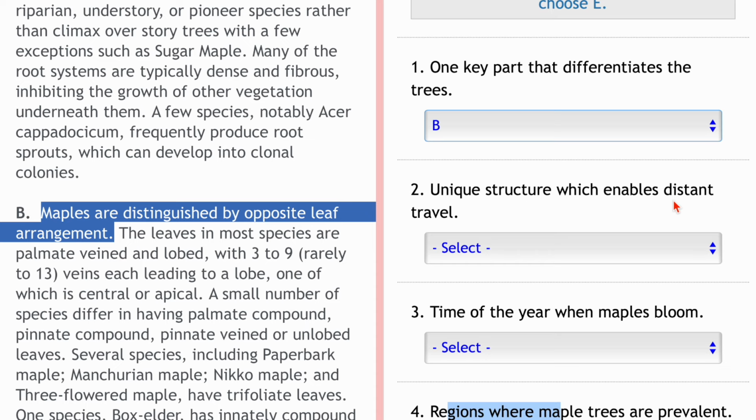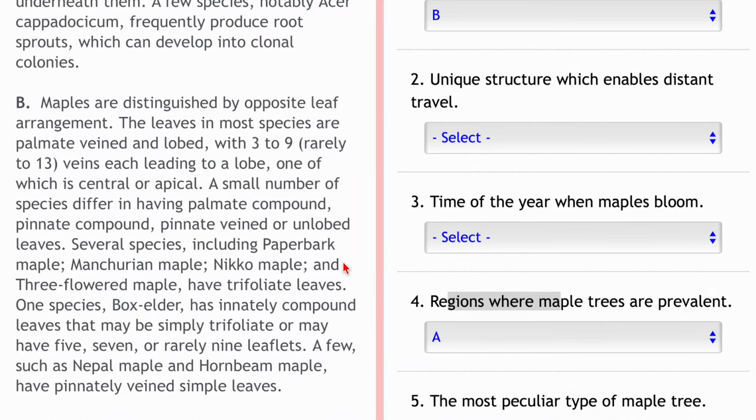Unique structure which enables distant travel. No, not about making travel possible. No. Time of the year when maples bloom.